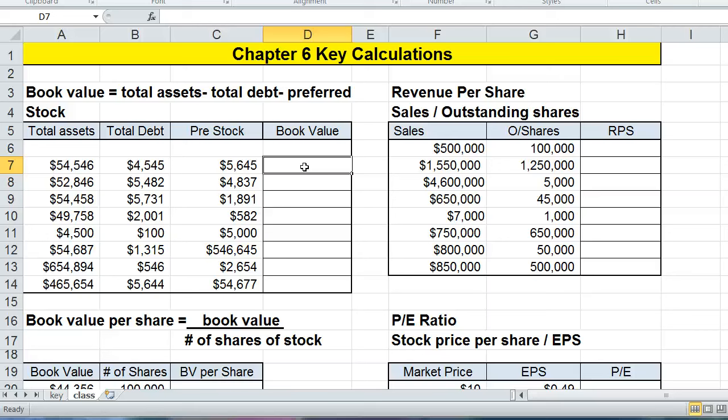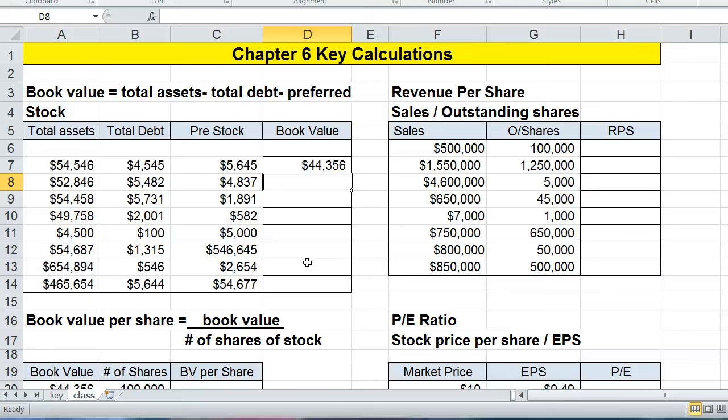So in book value, the formula is rather simple. We take the total assets, we minus the total debt, and we minus the preferred stock, and we get our book value. So book value is basically equity, so assets minus liabilities. So total debt and preferred stock are considered liabilities, and assets are considered assets. So assets minus liabilities gives us our equity, which is another term for book value.